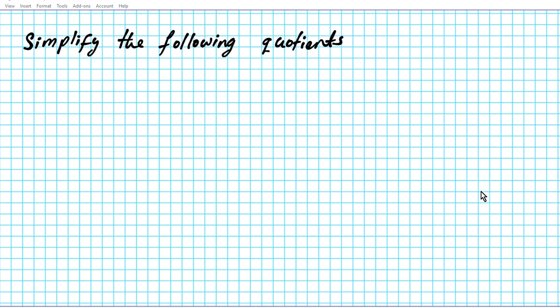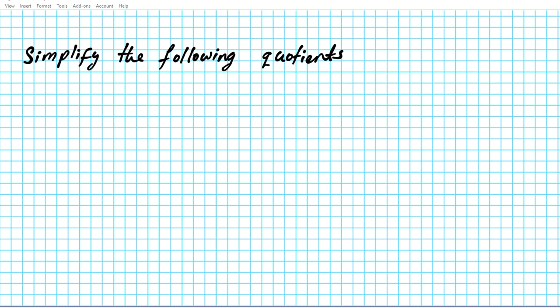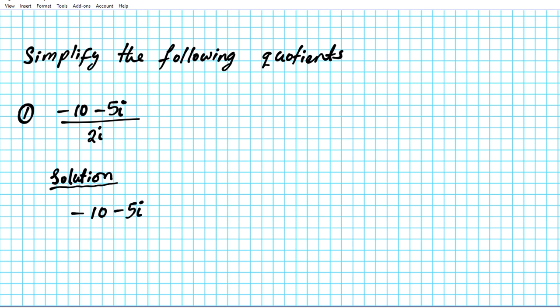Alright, so the instructions are for us to simplify the following quotients. Let's start with question number 1. Let's say you have negative 10 minus 5i divided by 2i. So how do we do that? To divide this, we have negative 10 minus 5i divided by 2i.